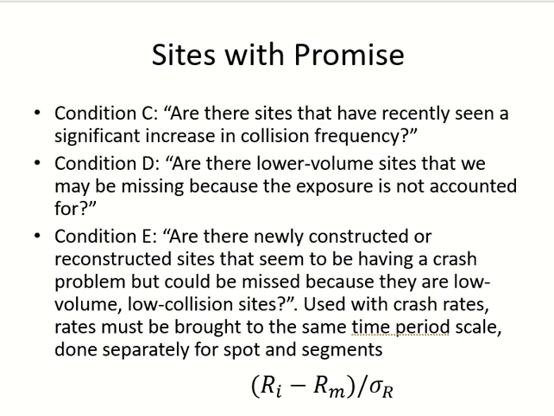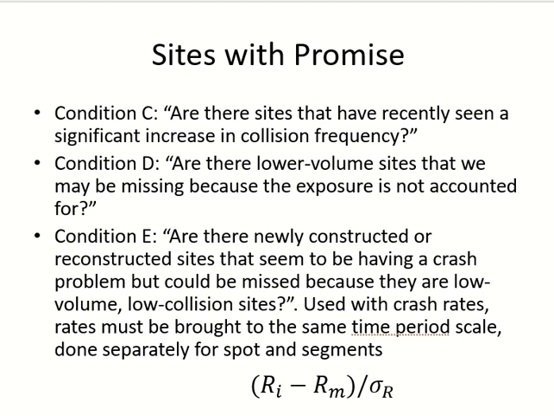Okay, and then we have condition E, which is again for new sites, newly constructed sites, but now we are not comparing the frequency. Now we are comparing the rate. Okay, clear? Okay, so there are how many conditions? A, B, C, D, and E. 5 conditions.